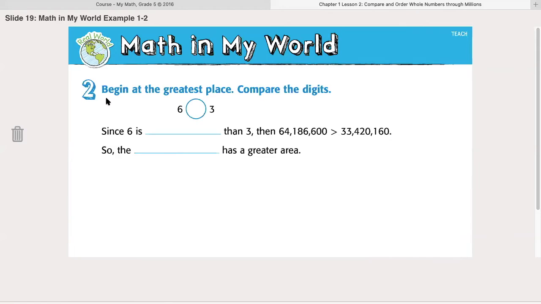Number 2, begin at the greatest place. Compare the digits. 6 versus 3. Well, 6 is clearly greater than 3. Since 6 is greater than 3, then 64,186,600 is greater than 33,420,160. So the Pacific Ocean has a greater area.